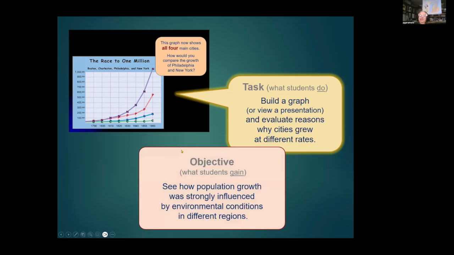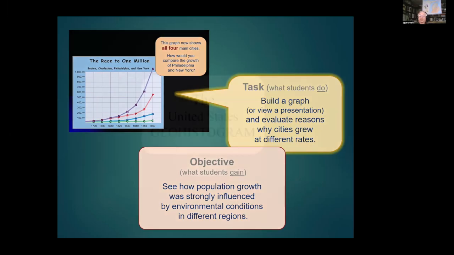What the students gain out of this little activity is to see how population growth was strongly influenced by the environmental conditions in different regions. And the fact that Charleston did not have a hinterland where people could move inland and population could grow basically limited its ability to grow very fast until cotton became important after the Revolution.